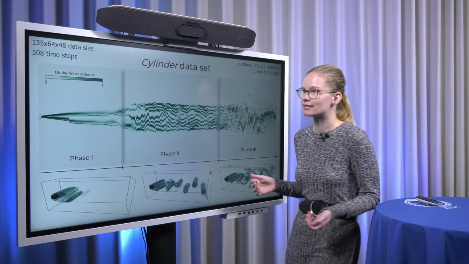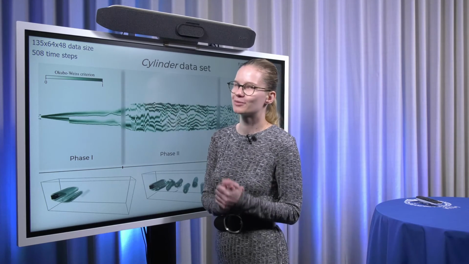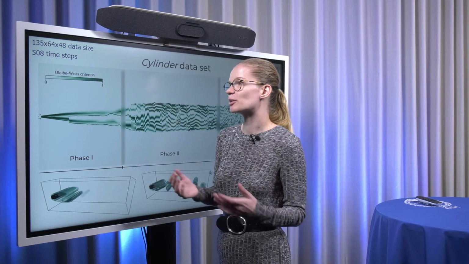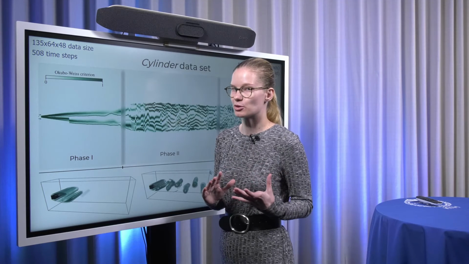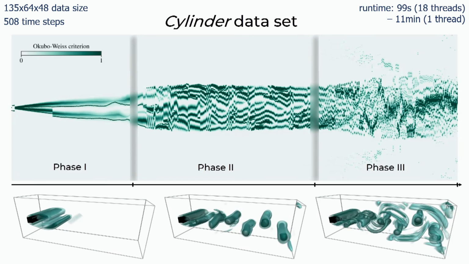This data set is a bit larger than what we had before, and it is also 3D, but the number of time steps is a bit lower. In terms of runtime, it takes about 99 seconds to compute this on 18 threads and about 11 minutes if we just go with a single thread. However, again, most of the time is spent in extracting the topology, and it takes only about 25 seconds in both cases to run the optimization.